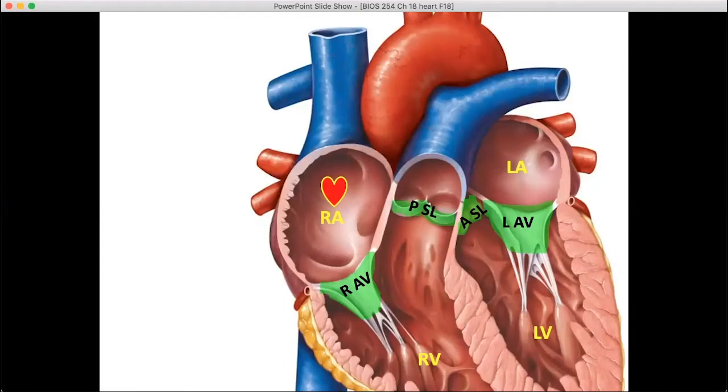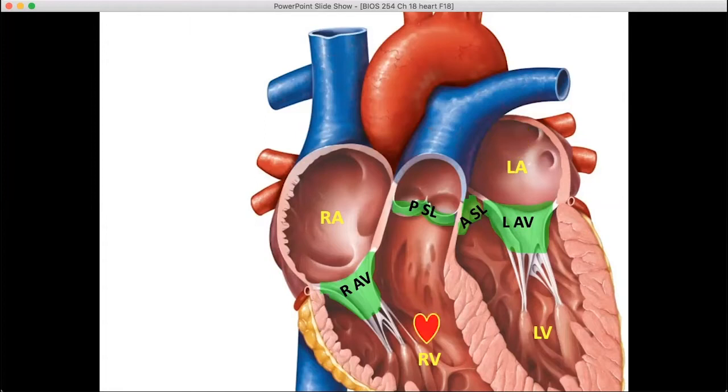These are your two upper chambers, the right atrium and the left atrium. They're receiving blood from veins. The right atrium is receiving blood coming back from the tissues by way of the systemic circuit, and the left atrium is receiving blood returning from the lungs by way of the pulmonary circuit.